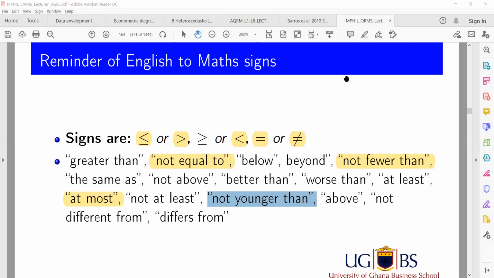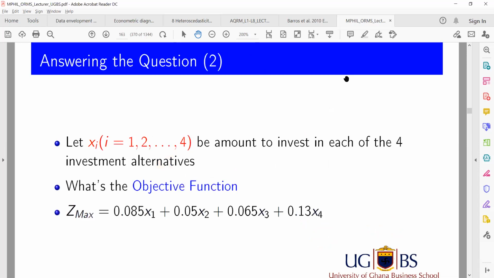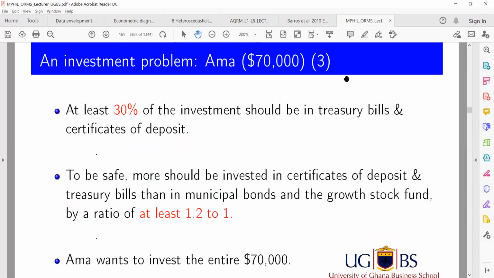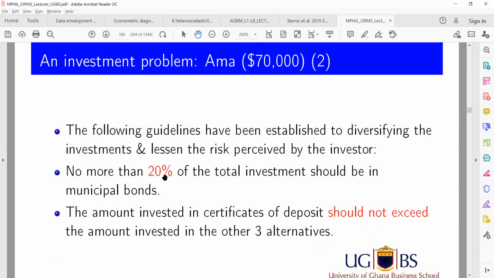Okay, with that in mind, we are told about a few things here. The first one is that no more than 20% of the investment should be in municipal bonds. Now, I'm going to go back to my storyline here, and then we can use the whiteboard.